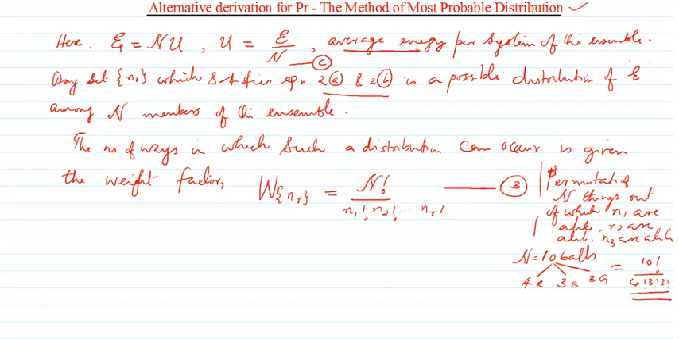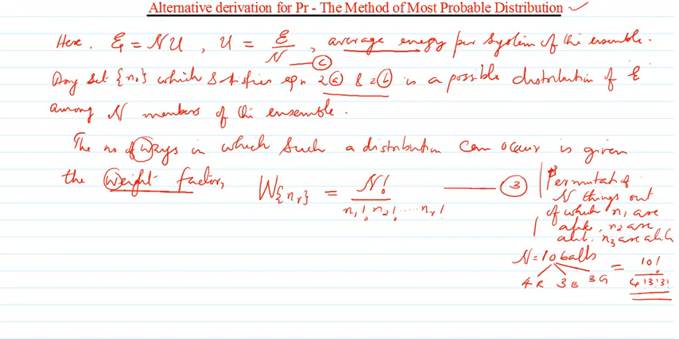So equation number 3 gives the number of ways in which, or it is called the weight factor. Usually it is called weight factor. It represents the number of ways. So you can remember this equation by either this W or this particular W, weight factor or number of ways. So W stands for the weight factor, right? This is nothing but the number of arrangements, actually. So now equation 3 represents the weight factor, or the number of ways in which such a distribution can occur.